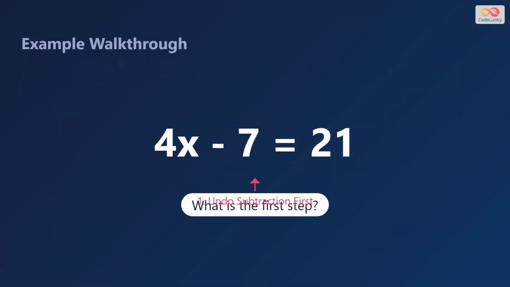Let's try an example together. 4x minus 7 equals 21. We need to get x by itself. Remember our order. We need to deal with the minus 7 first before we touch the 4x.